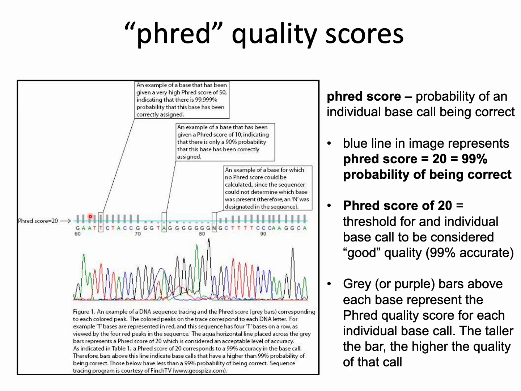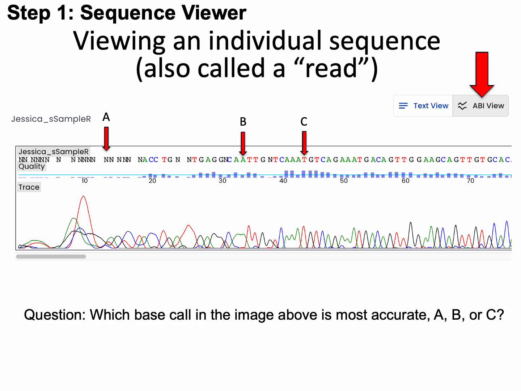So once again, if gray or purple bars in the electropherogram of your sequence pass above this blue line, it means they have a high enough Phred score or are accurate enough to be trusted. So given the information from the previous slide, which base call in the image above is most accurate? Base call A, B, or C? Please hit pause until you know the answer.